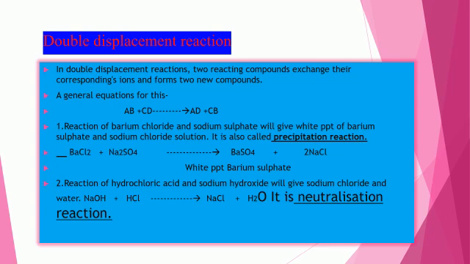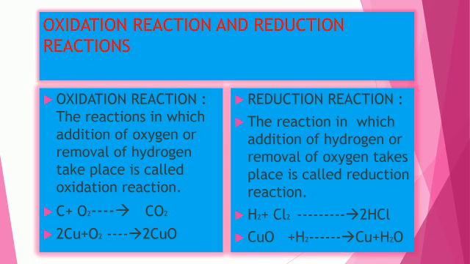It is also called precipitation reaction. The reaction of hydrochloric acid and sodium hydroxide will give sodium chloride and water. NaOH plus HCl will give NaCl plus H2O. This reaction is also called neutralization reaction. So we can say double displacement reactions are of two types. Number 1, precipitation reaction, and number 2, neutralization reaction.